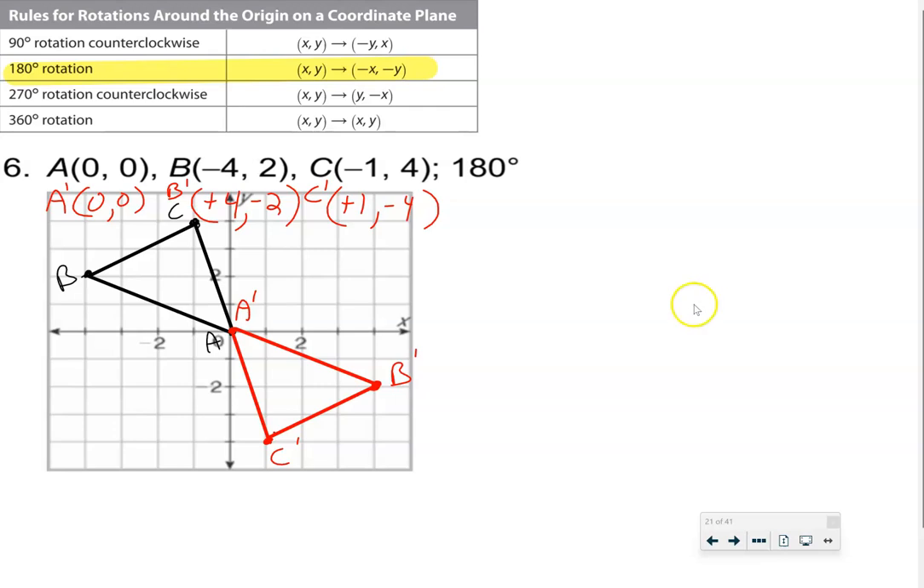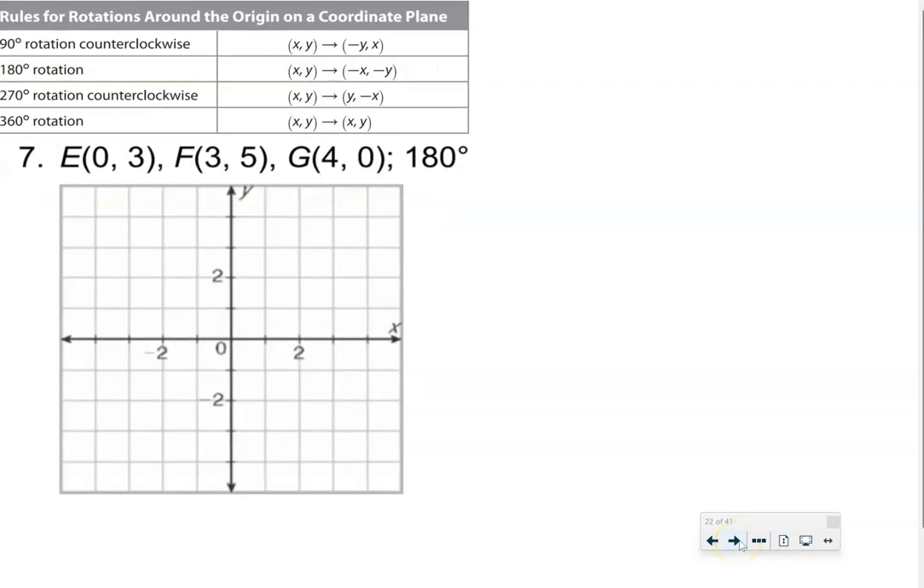All right, let's take a look at another one. On this one, I'm going to plot out the points again. This is another 180. So I plot out the points E, F, and G. E is 0, 3. F is over 3, up 5, and G is over 4.